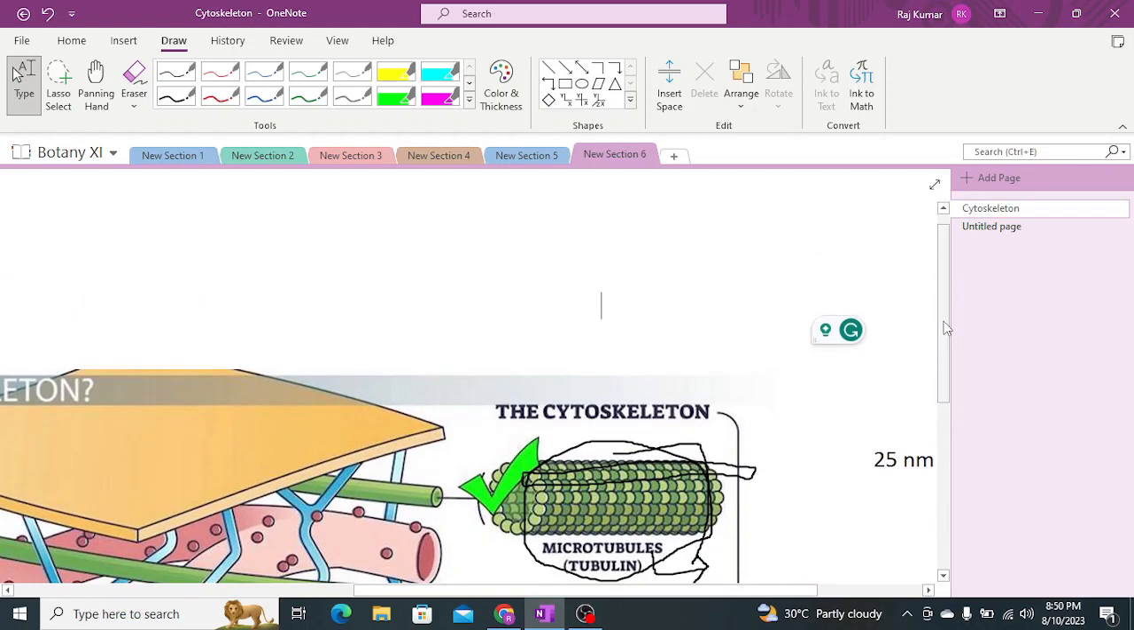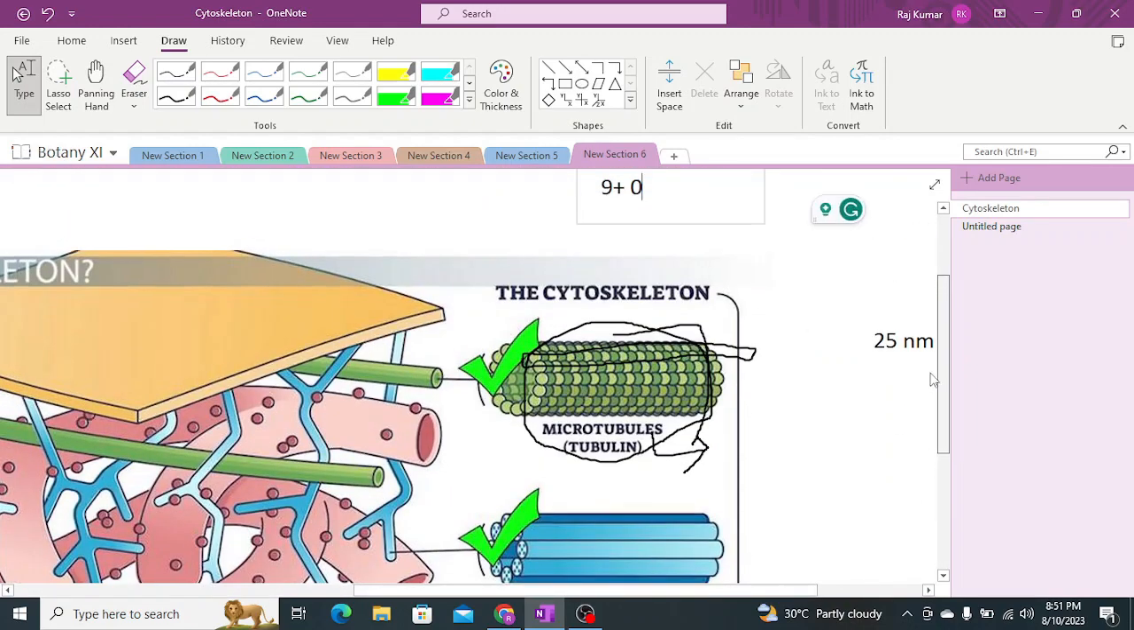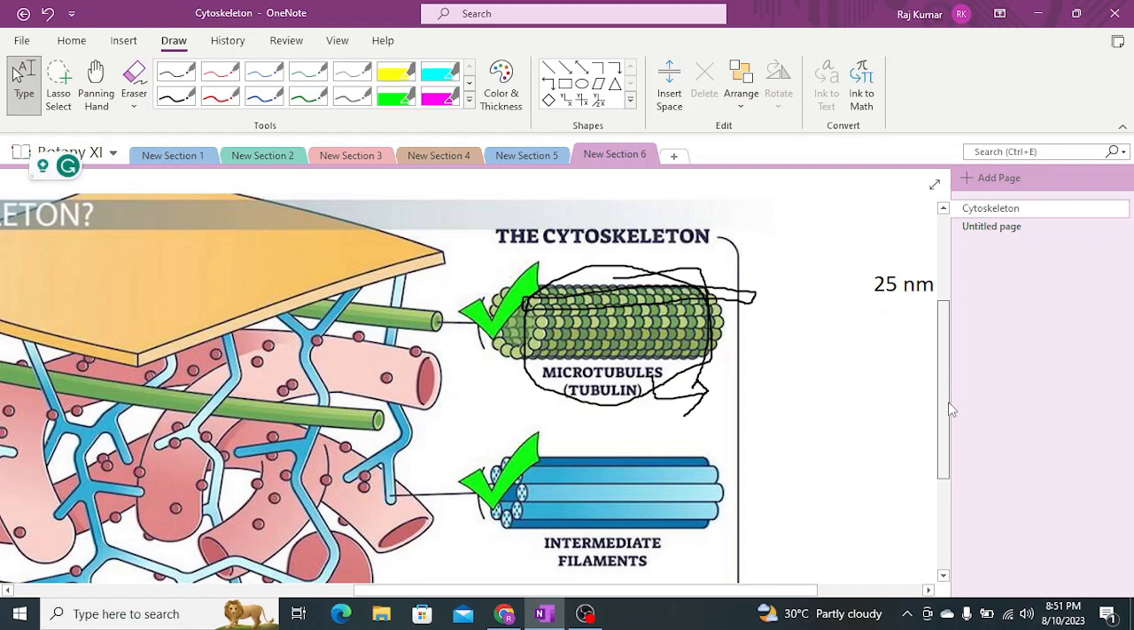in which there are microtubules arranged in a 9 plus 0 pattern. Here 9 represents the outer layer of the centriole, which is composed of 9 triplets of microtubules, whereas the middle part consists of 0 microtubules. As it consists of 0 microtubules, it is known as the hub. That will be covered in the topic of centriole, how the centriole and centrosome are formed, and their basic structure and function as well.